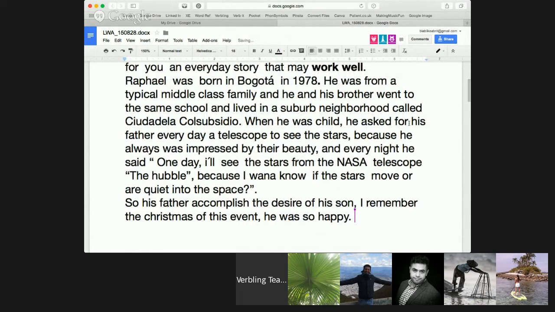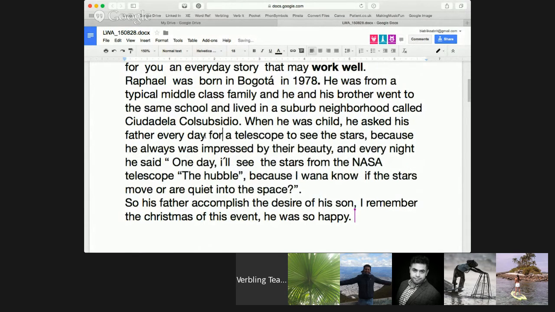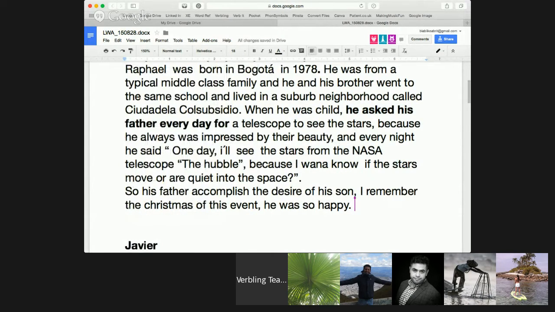He asked his father for. Okay? So it's when you want something, you ask somebody for something. Okay? So he asked his father every day for a telescope to see the stars because he was always impressed by their beauty. And every night he said, "One day I'll see the stars from the NASA telescope," the Hubble, with a capital because it's the name. Because we should stick with not too much slang, okay?